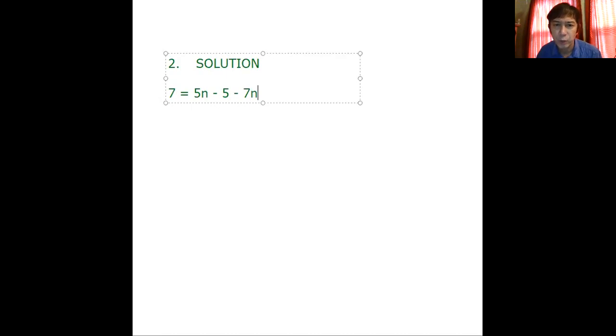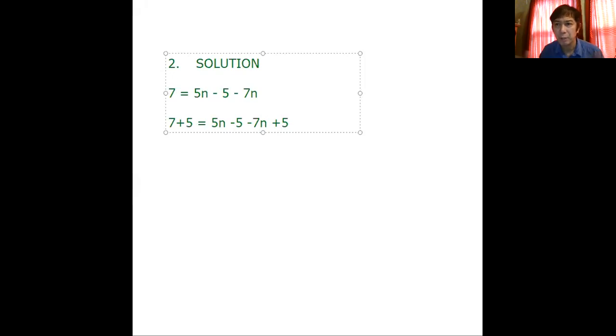All right, if we start with the numbers, then we shall try to eliminate the negative 5 at the right side. So we will apply addition property so that it will zero out. So that means we're going to apply addition by 5. 7 plus 5 is equal to 5n minus 5 minus 7n. If we added 5 on the left side, then we will have to do that also at the right side. So we're going to apply addition of 5 also, like that.